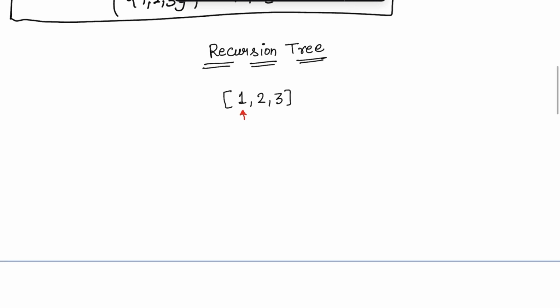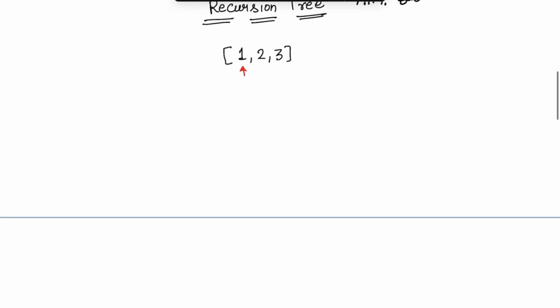So this is my recursive tree. Our aim is to find all the subsets of the set. Okay, it is not the total number, actually, it is all the subsets. So how will we solve this question?